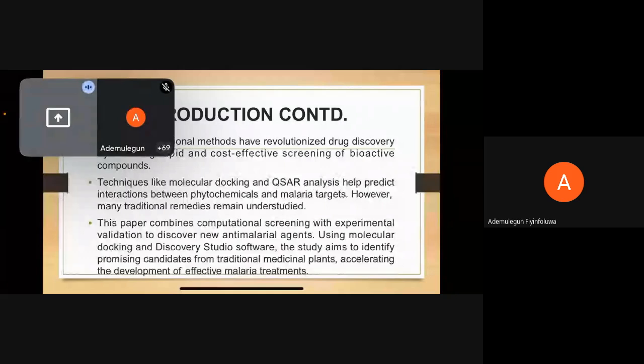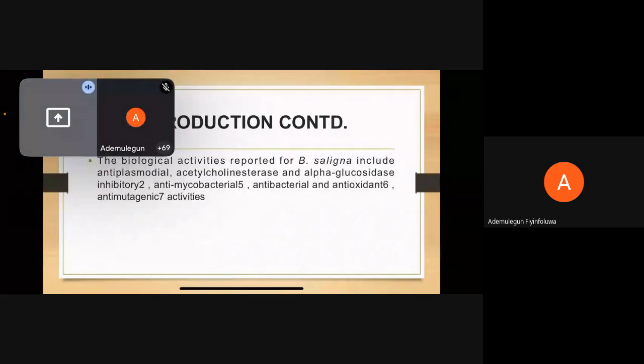Recent computational methods have revolutionized drug discovery by enabling rapid and cost-effective screening of bioactive compounds. This paper combines computational screening with experimental validation to discover new anti-malaria agents using molecular docking and Discovery Studio software. The study aims to identify promising candidates from traditional medicinal plants, accelerating the development of effective malaria treatments. The biological activities reported for B. saligna include antiplasmodial, acetylcholinesterase, and alpha-glucosidase activity. But the compound we are going to focus on in the course of this study is alpha-glucosidase.